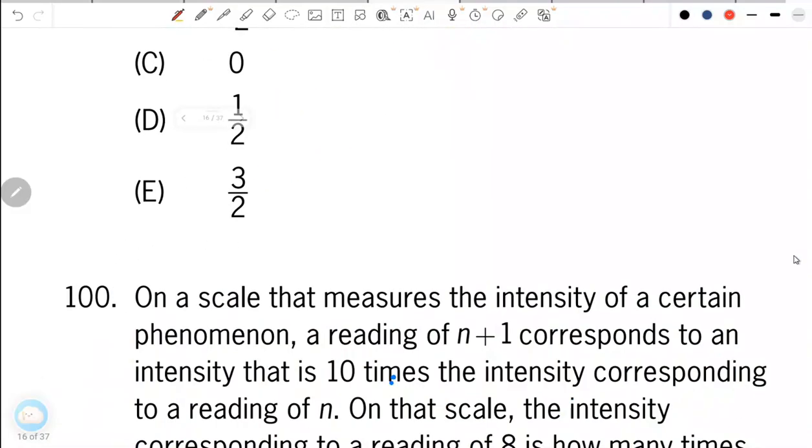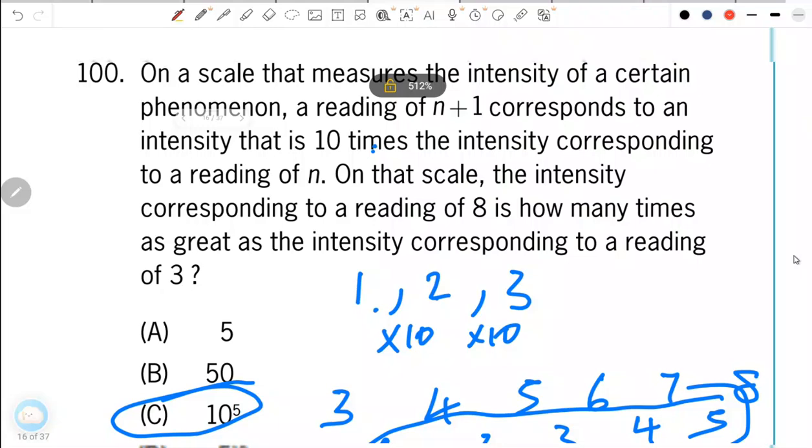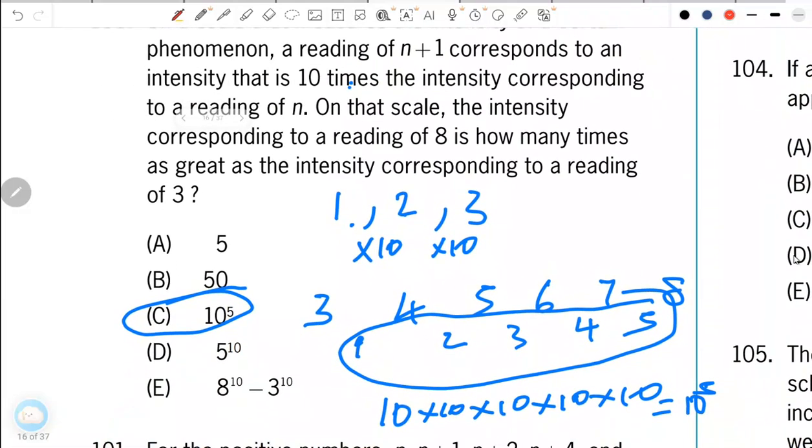100. Oh God, can you cancel? I've already seen the answer.